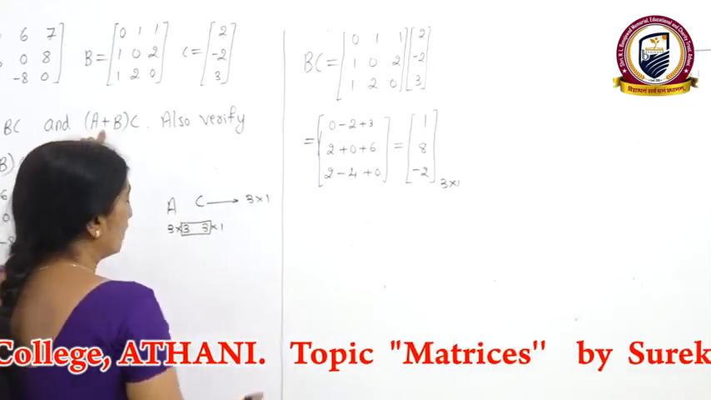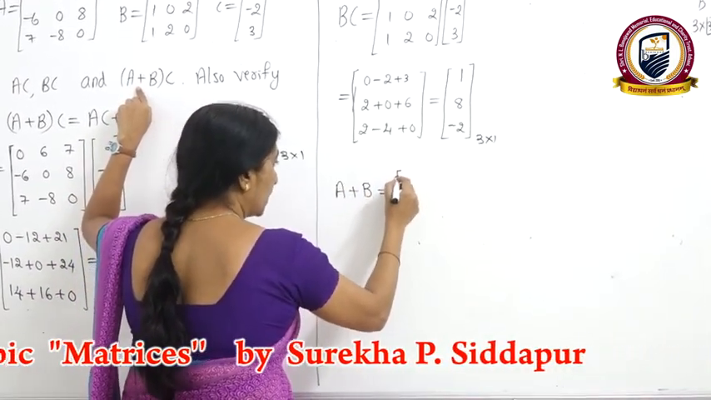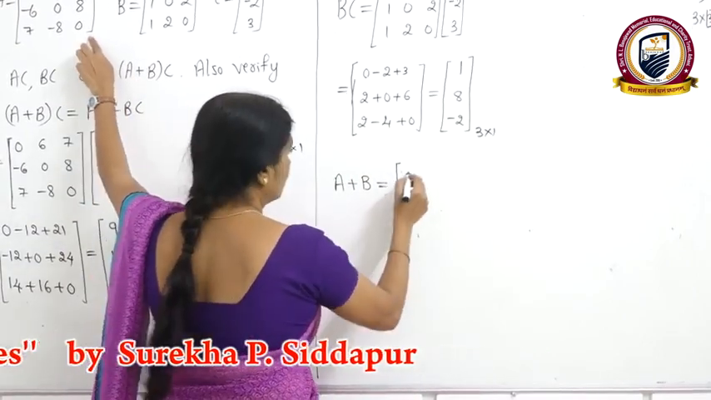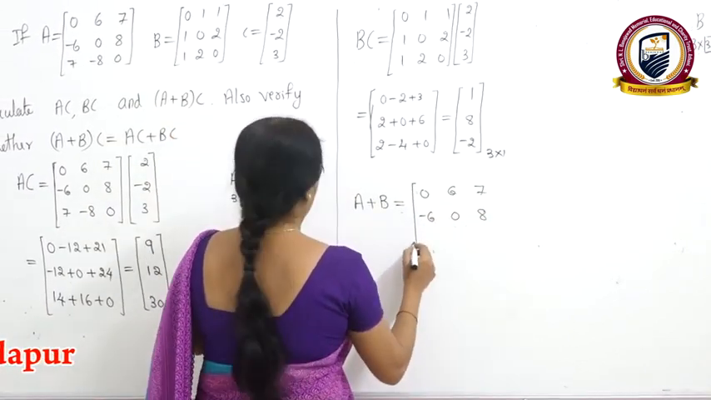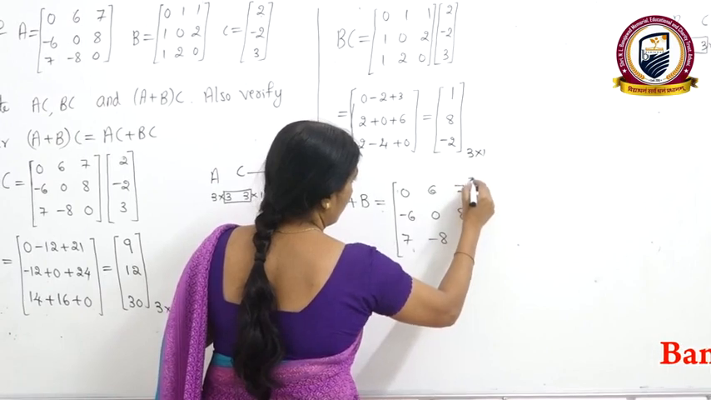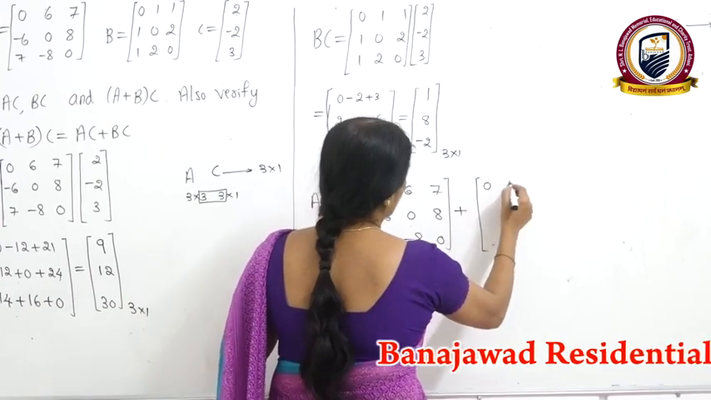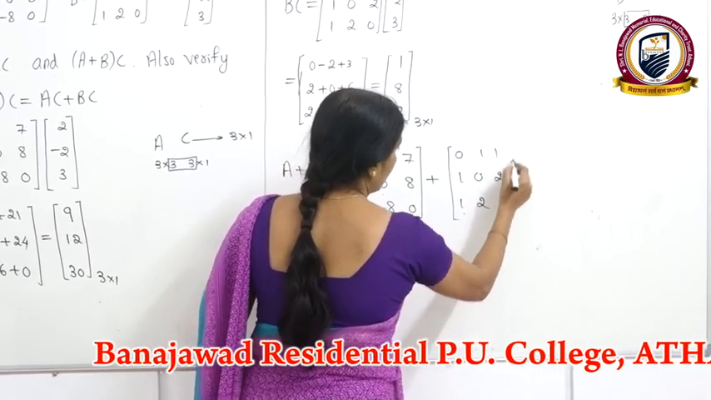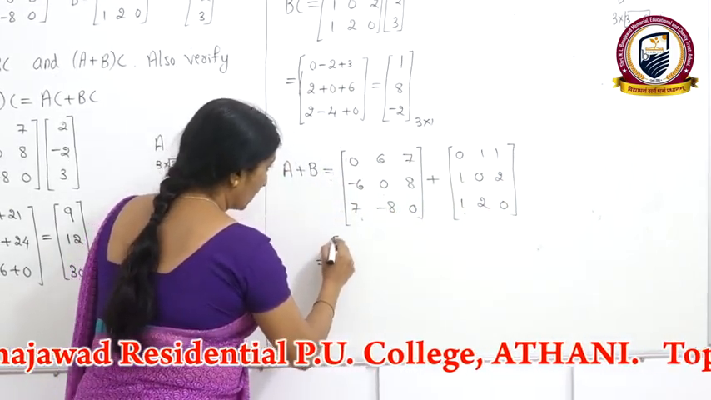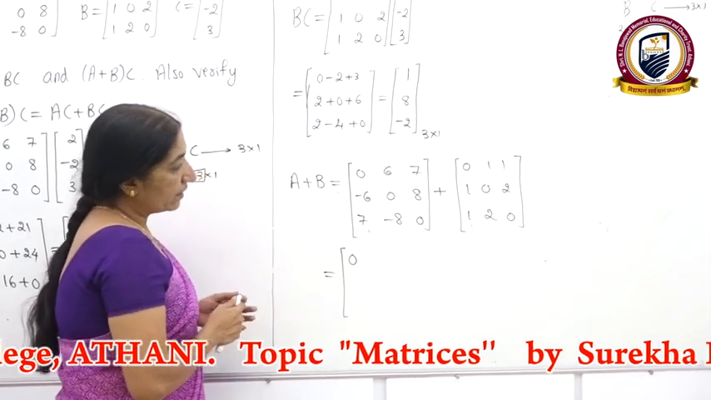Now moving to the next one. What is the next step? We have to find A plus B. For that, write down the matrices A and B. In the middle, plus, because we are adding. Add the corresponding elements. 0 plus. In the next step, we have to calculate A plus B. So I wrote two matrices here, adding the corresponding elements.